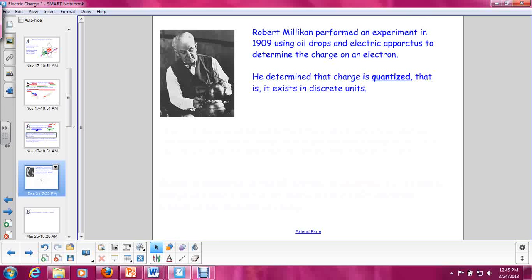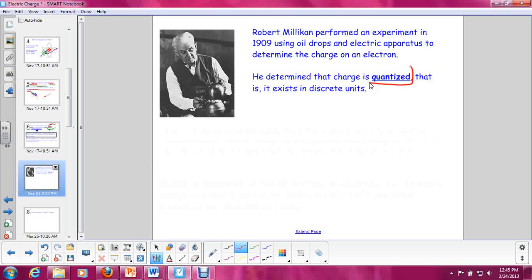You may remember this name from last year, Robert Millikan. He performed an experiment using oil drops and an electric apparatus to determine the charge on an electron. Before Millikan, scientists knew that electrons had a negative charge, but they didn't know quite how big that negative charge was. So he did his oil drop experiment to determine this. And he found that charge is quantized.